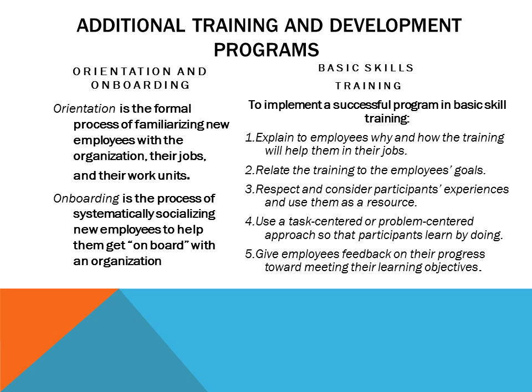Basic skill training. To implement a successful program in basic skill training, 1. You can explain to employees why and how the training will help them in their job. 2. Relate the training to the employee's goals. 3. Respect and consider participants' experience and use them as a resource. 4. Use a task-centered or problem-centered approach so that participants learn by doing. And 5. Give employees feedback on their progress towards meeting their learning objectives.